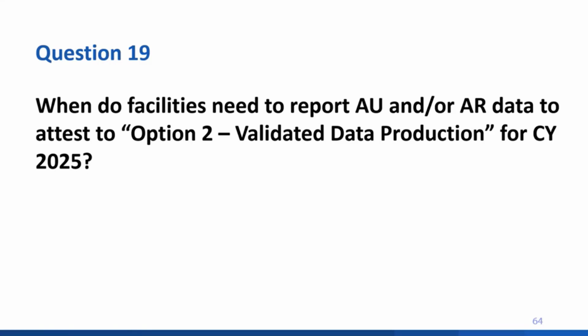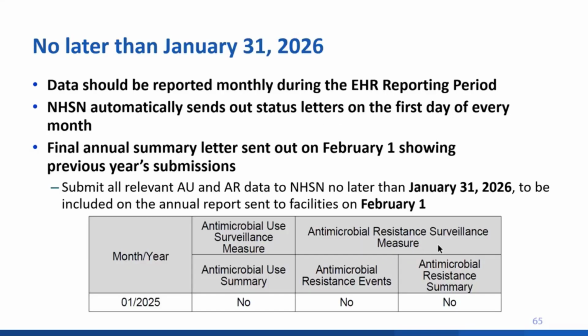When do facilities need to report AU and/or AR data to attest to option two, validated data production for calendar year 2025? No later than January 31st, 2026. Data should be reported monthly during the EHR reporting period. NHSN automatically sends out status letters on the first day of every month, as shown with the image on the screen. Final annual summary letters are sent out on February 1st, showing the previous year's submissions.